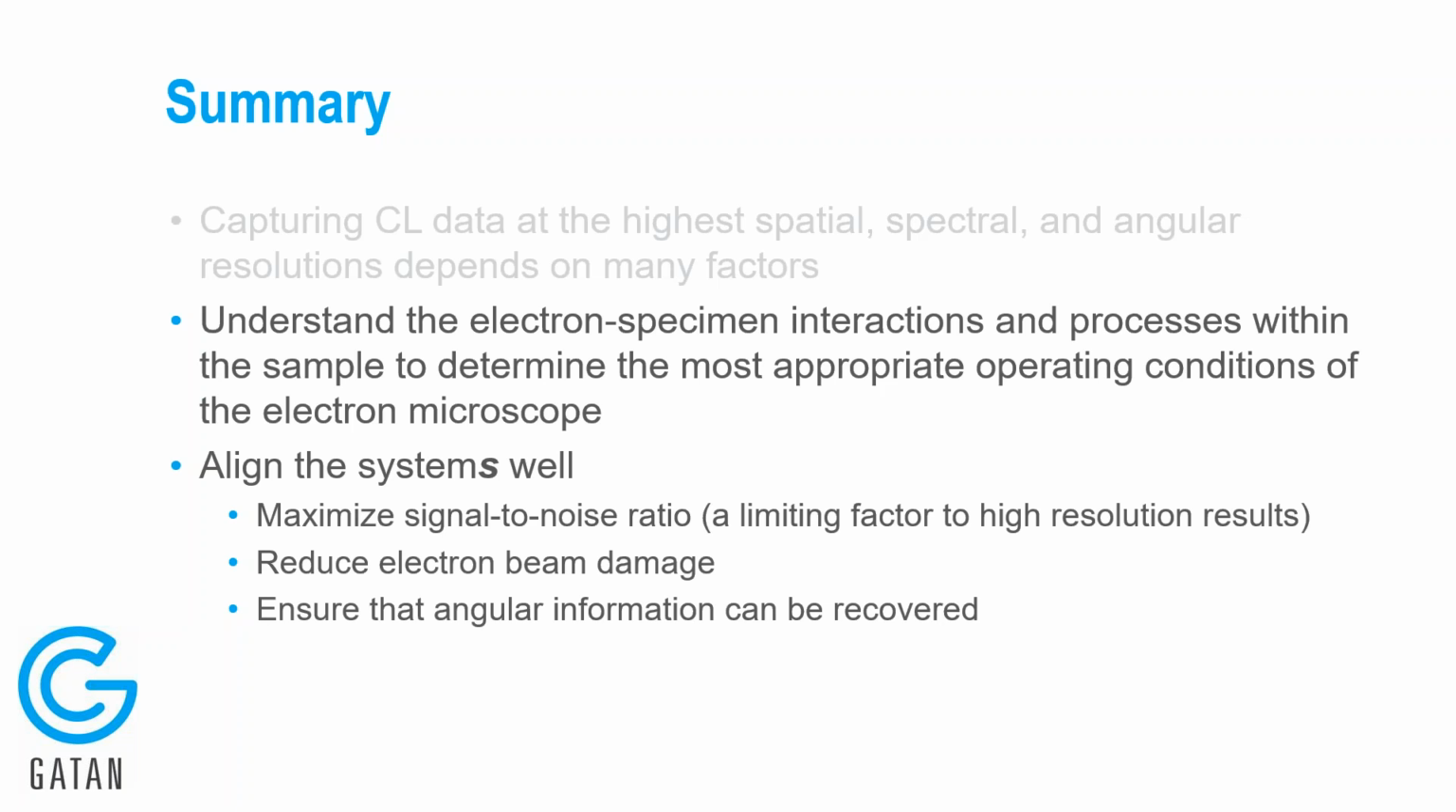Really, really importantly, and I'm sure I emphasized this a lot during the talk and continue to do so, it is critical that you align the systems well. That's the CL system to the microscope and the sample to the CL system. And you do that at each and every accelerating voltage. You do this so that we can maximize the signal to noise ratio, which is often a limiting factor to high resolution results. We can reduce the electron beam damage because we can collect more photons per incident electron, and also ensure that all of that angular information can be recovered.